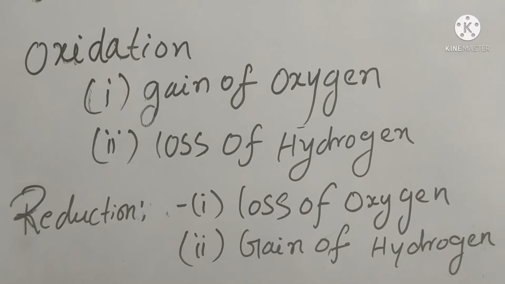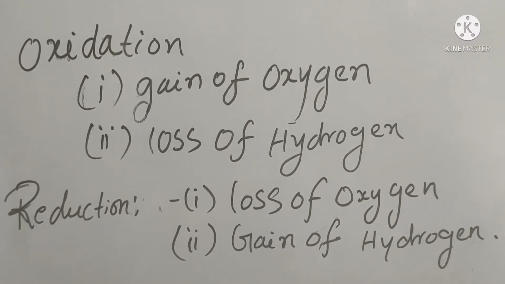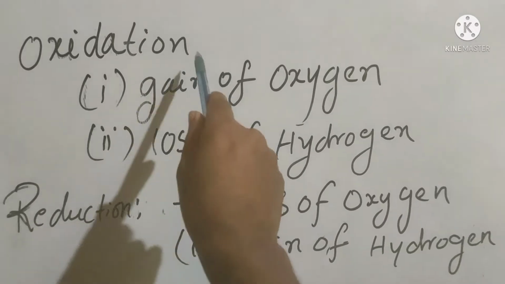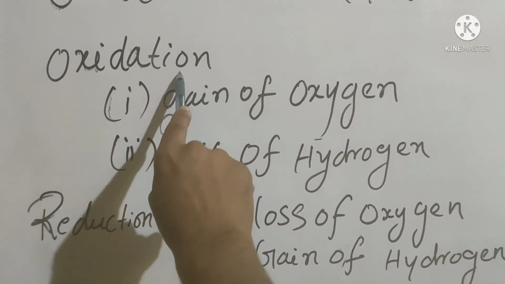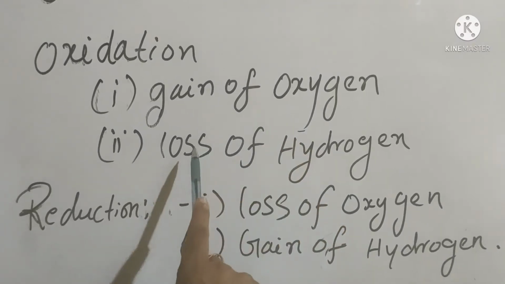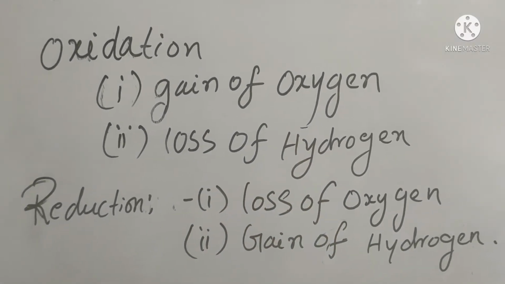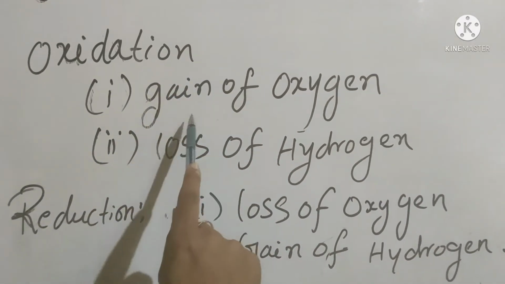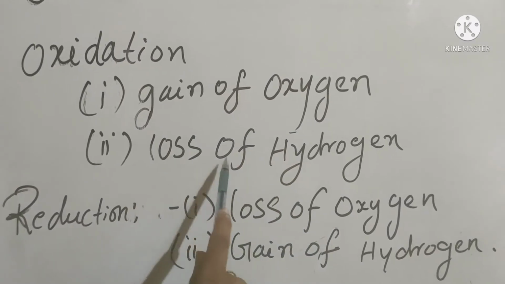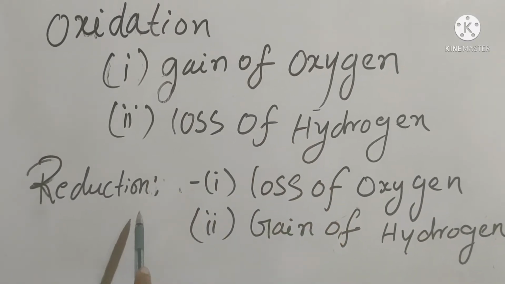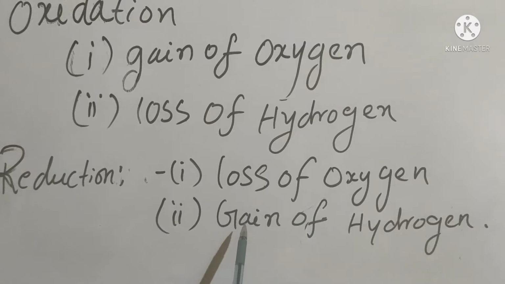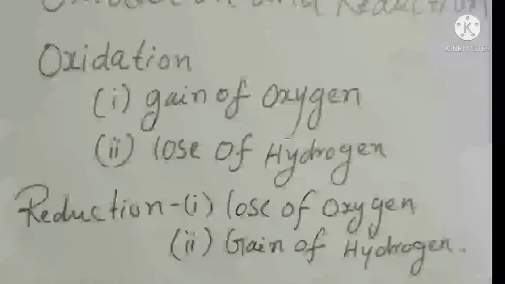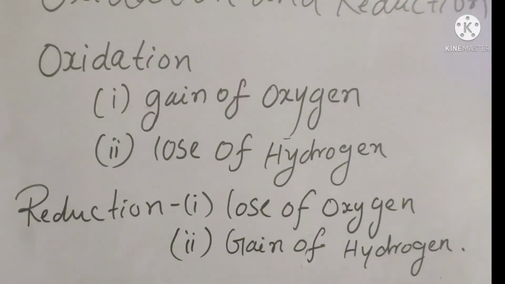Let us now explain how oxidation and reduction are classified in terms of gain or loss of oxygen or hydrogen. Oxidation is the process which involves gain of oxygen or loss of hydrogen, whereas reduction is the process which involves loss of oxygen or gain of hydrogen. Then what can you observe from this definition? Oxidation is just opposite to that of reduction.